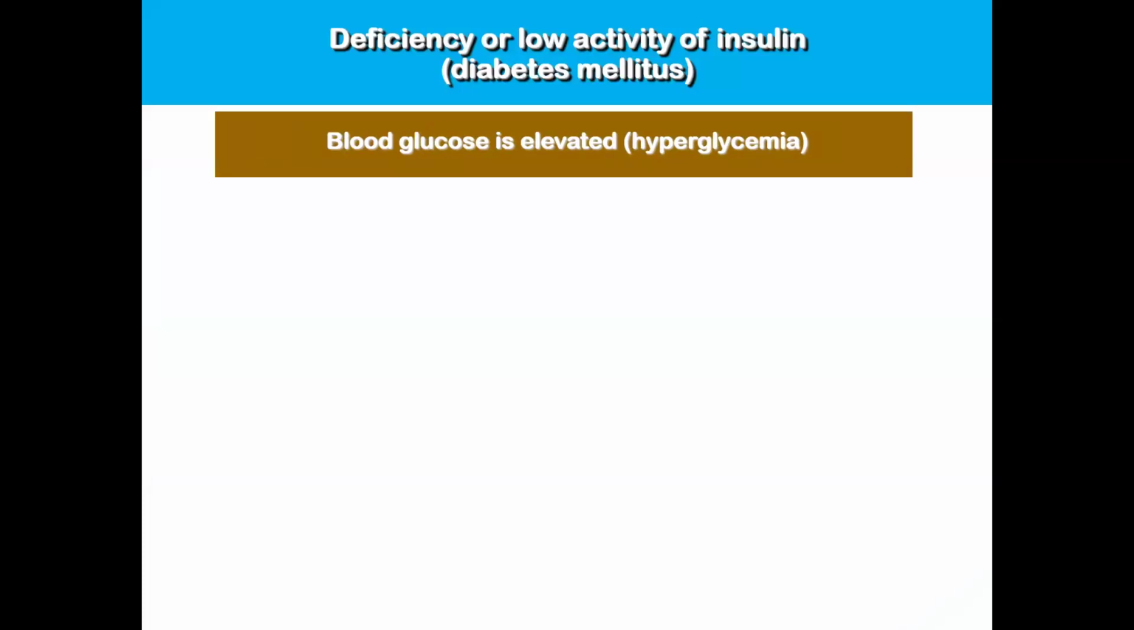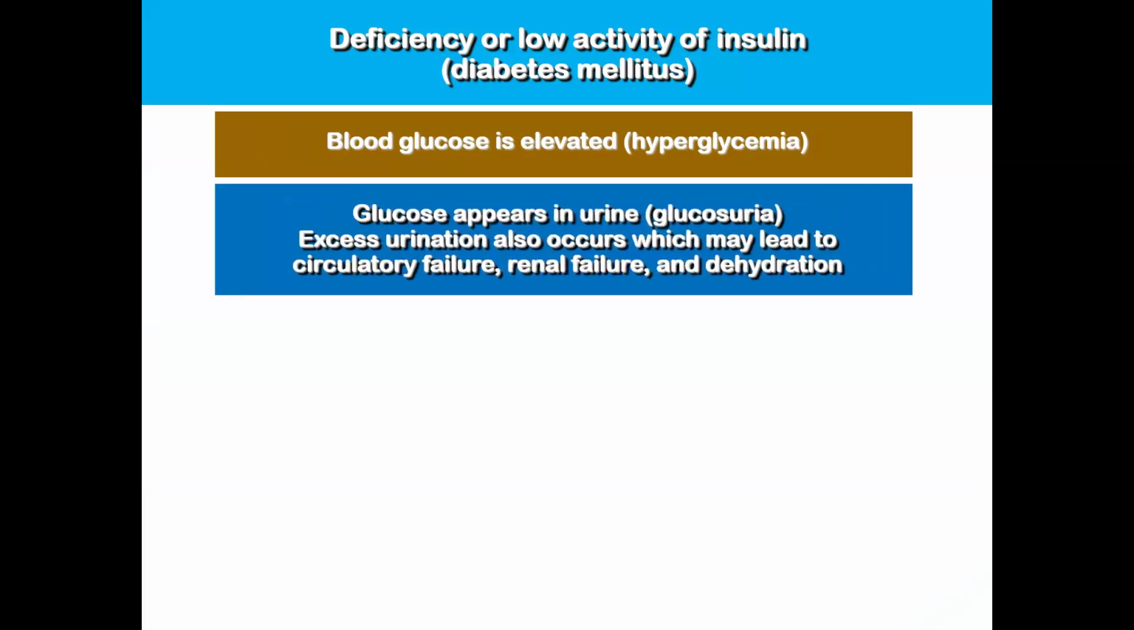So what happens in diabetes? The blood glucose is elevated, so there is hyperglycemia, or high blood glucose level. The kidneys are unable to reabsorb this glucose, so glucose appears in the urine. This is called glucosuria. And when glucose appears in the urine, it will drag water with it, so excess urination also occurs. This loss of water in the urine can lead to decreased blood volume, and it can lead to circulatory failure. And if there is decreased blood flow to the kidneys, this will lead to renal failure and dehydration.